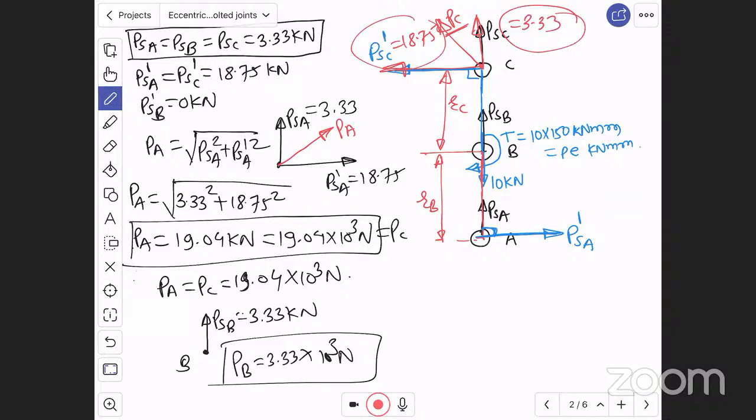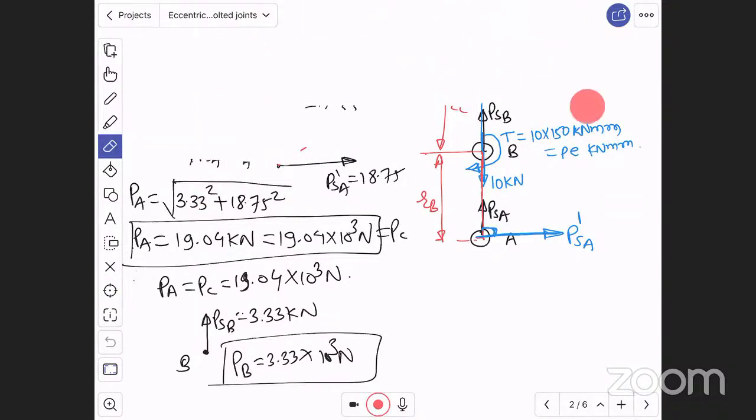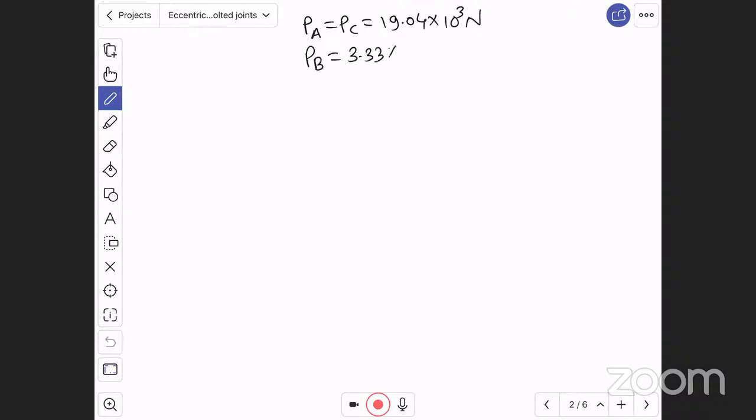go for the stresses calculation. Now, I am erasing everything. My dear students, now we are going for the stresses calculation. Right. Now, what is our result? Our result is: the resultant load on A is equal to the resultant load on C is equal to 19.04 into 10 to the power 3 Newton, and the resultant load on B is equal to 3.33 into 10 to the power 3 Newton. All right. And now the question is to find the stresses.